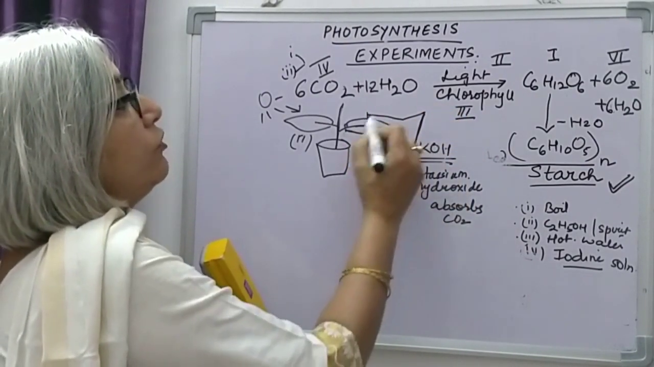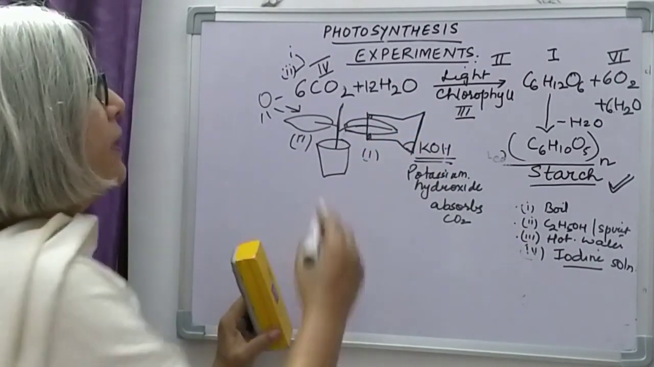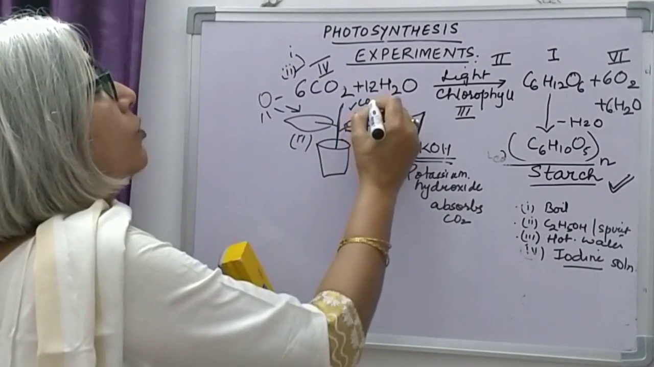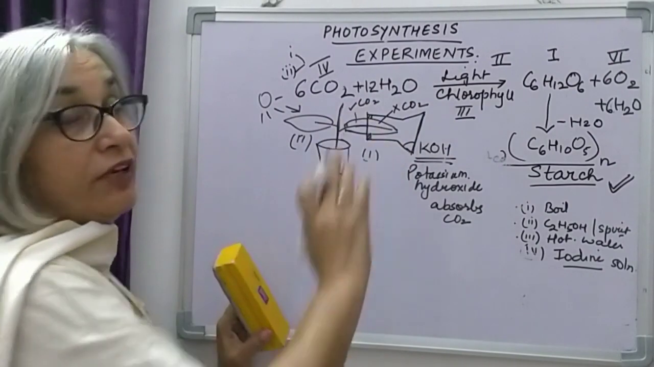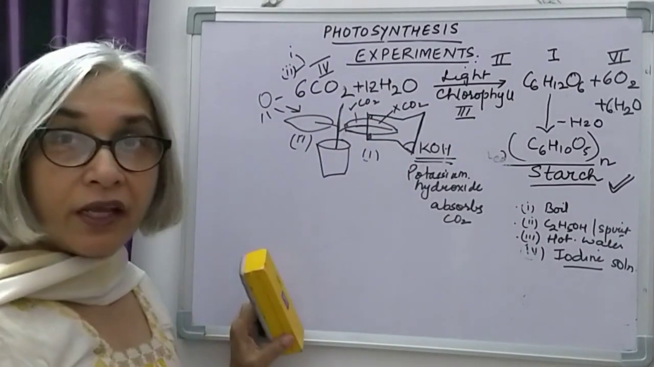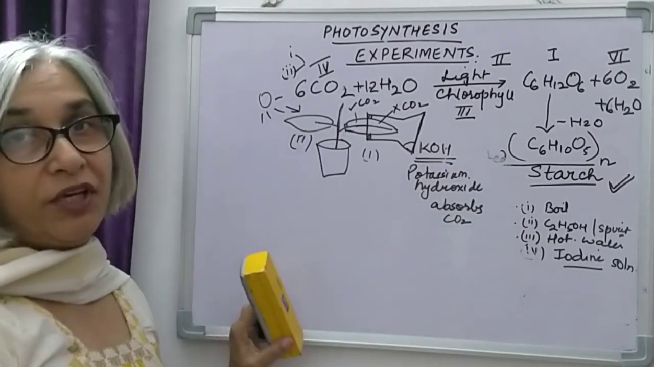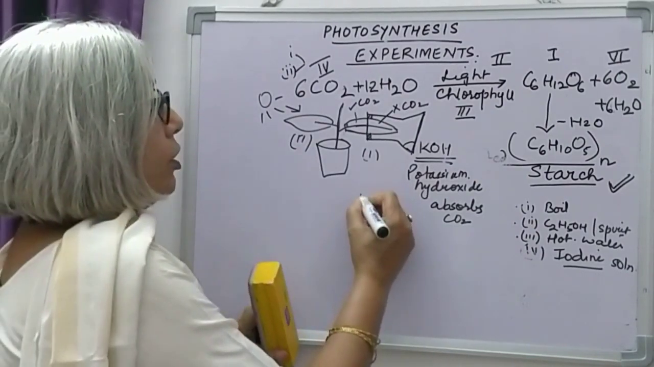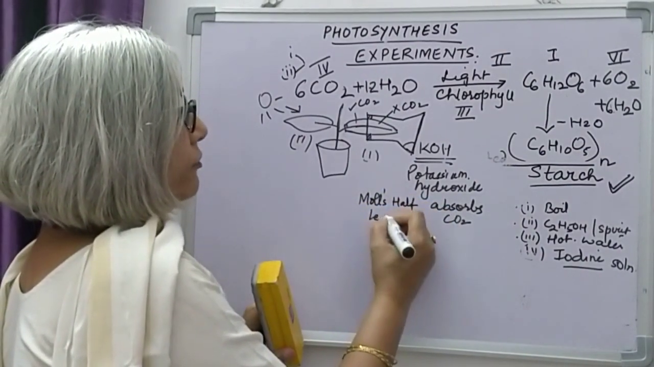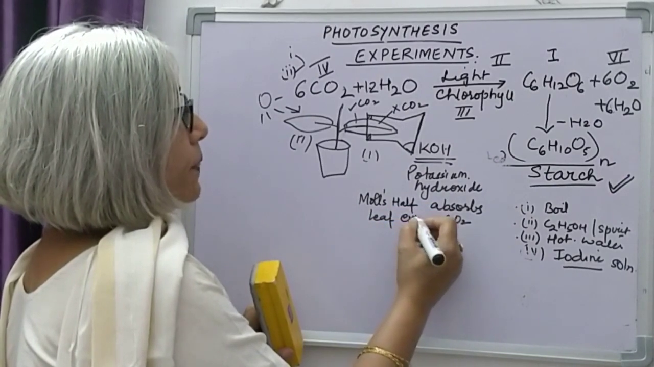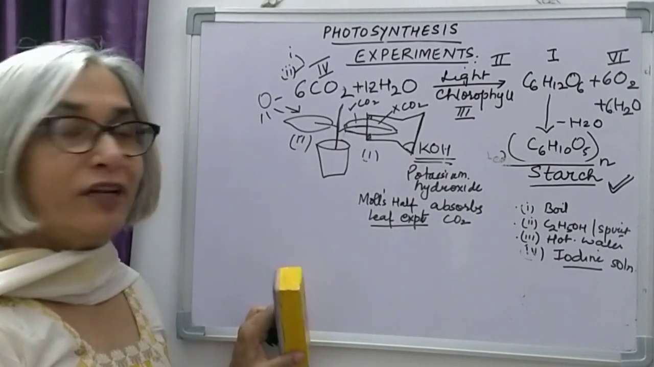So this portion of the leaf that is inside the flask does not get carbon dioxide, whereas the portion that is outside the flask gets carbon dioxide. Portion of the leaf inside the flask is not getting carbon dioxide. Portion of the leaf outside the flask is getting carbon dioxide. This is called Moll's half leaf experiment. EXPT is short form for experiment.